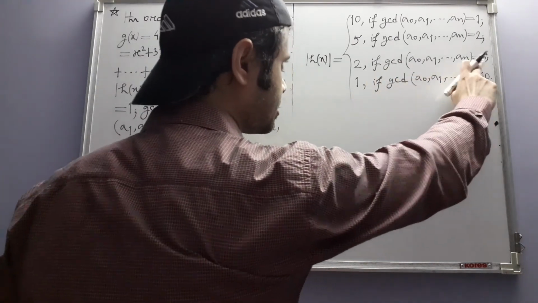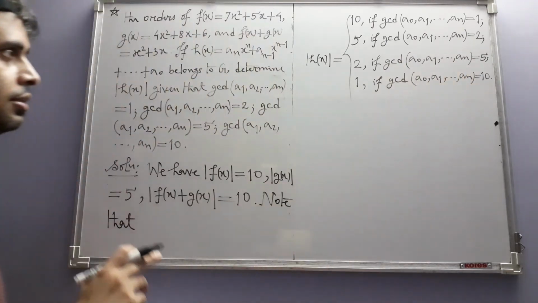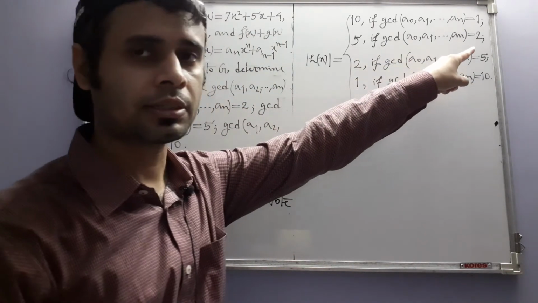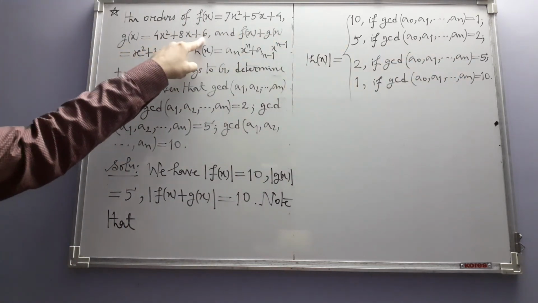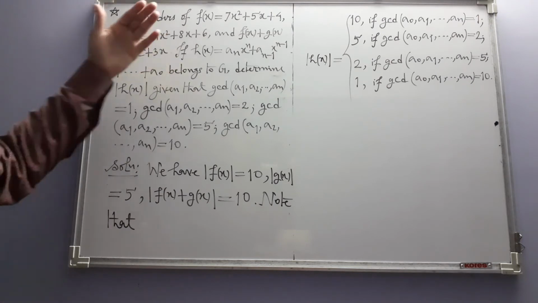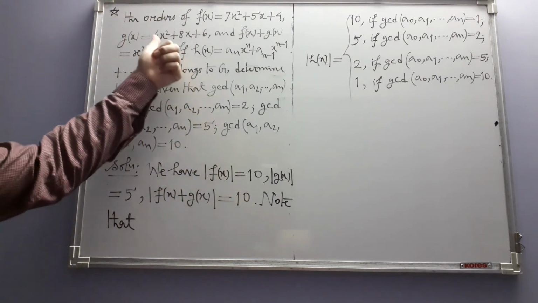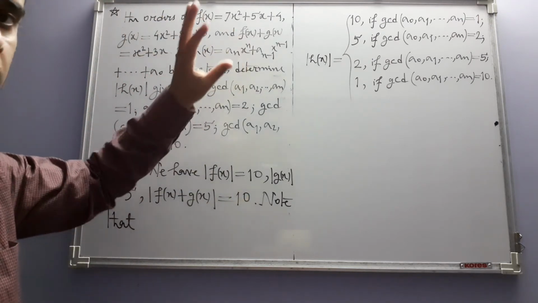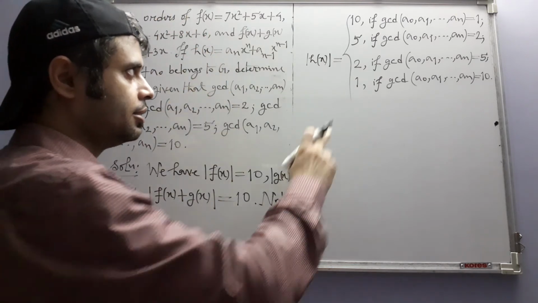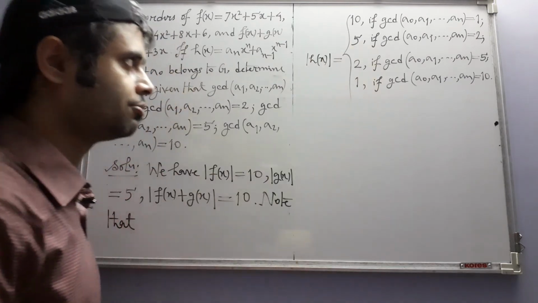If this is the case, then all the coefficients are divisible by 5. If this is the case, then all the coefficients are divisible by 2, like what you have here. So if you add all of them 5 times, then you will get 10, and that will make the terms 0. So that gives you the identity. So here the order is 5.